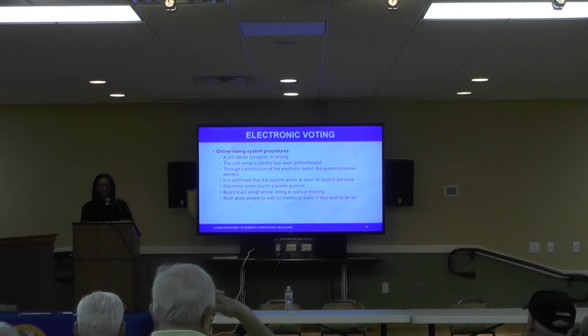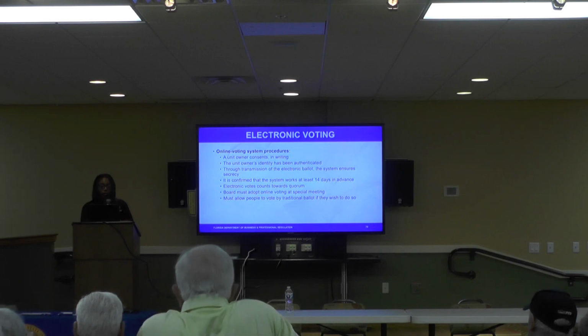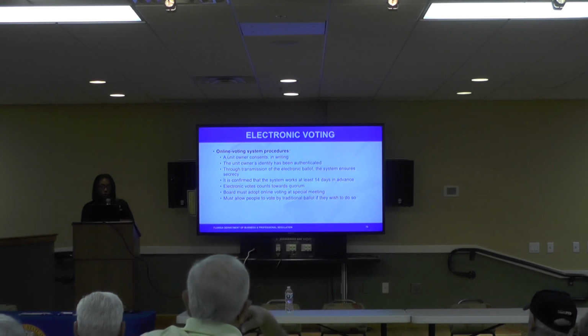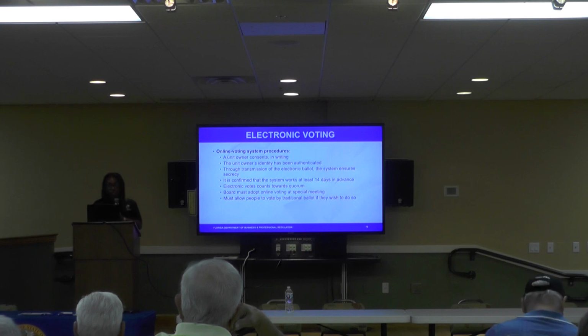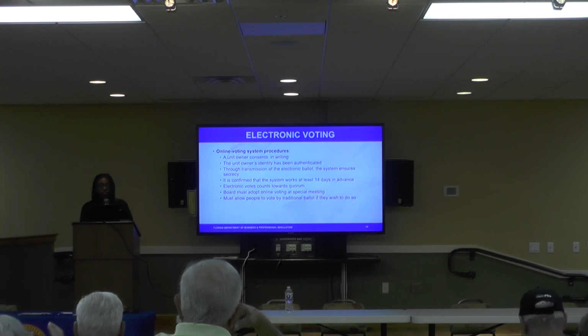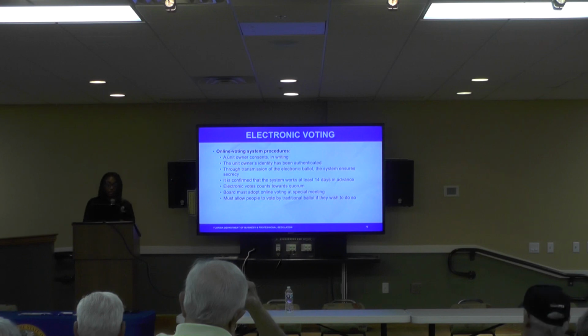Electronic voting is not voting by email. It is an option which allows an association to conduct elections and other unit owners' required votes through the use of an internet-based online voting system based on the following procedures. A unit owner's consent in writing. The unit owner's identity has to be authenticated. Through transmission of electronic ballots, the system ensures secrecy. It is confirmed that the system works at least 14 days in advance.